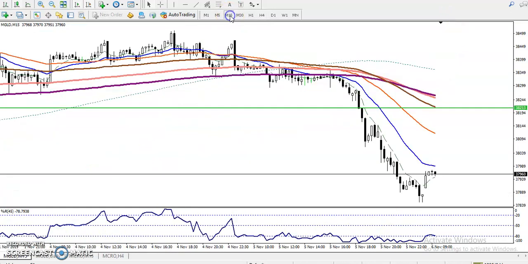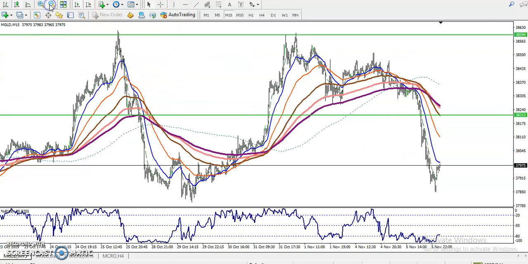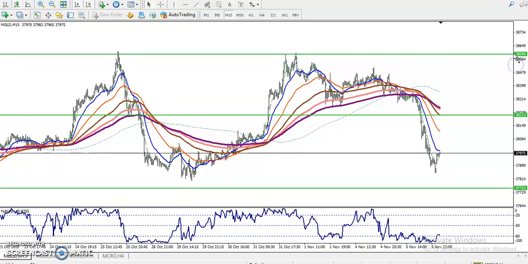So the 15 minute, how does it look? The 15 minute is different, it looks like that, right? So if you want to enter for the buy, we are looking for a buy opportunity in this area or after breaking this moving average, right? So we will close our position somewhere here.